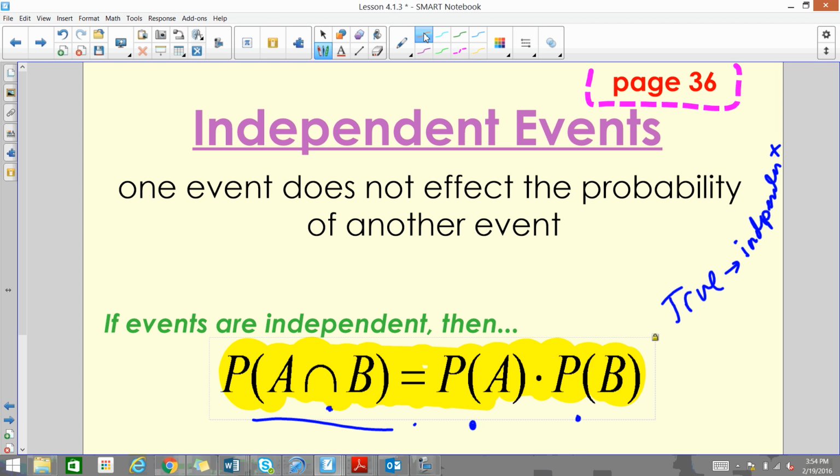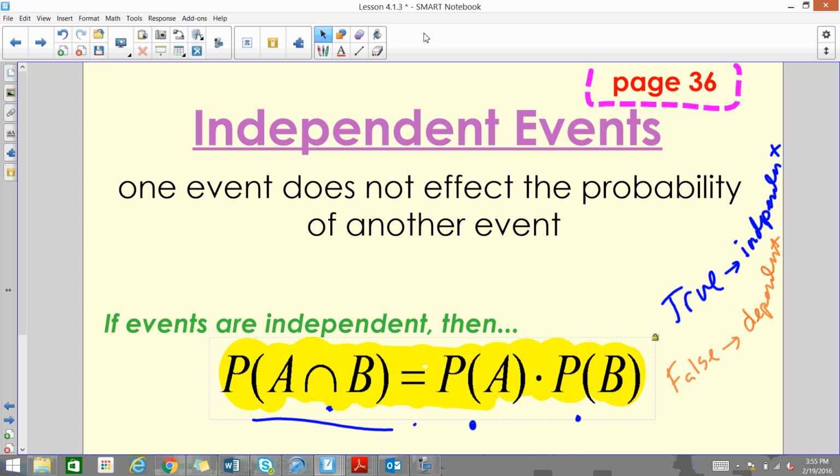All right, so if these two are equal to each other, when you multiply the probability of each one individually, and it equals the probability of both happening at the same time, then they are independent. Now, if you get a false statement, that means it's dependent. All right, so if you get the intersection of A and B not equaling the probability of each one independently, they're not relying on each other. They're not independent. They are dependent. They rely on the other one.